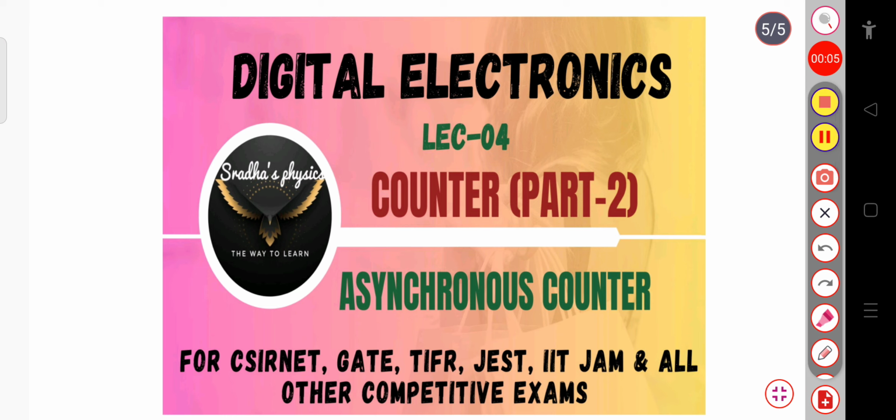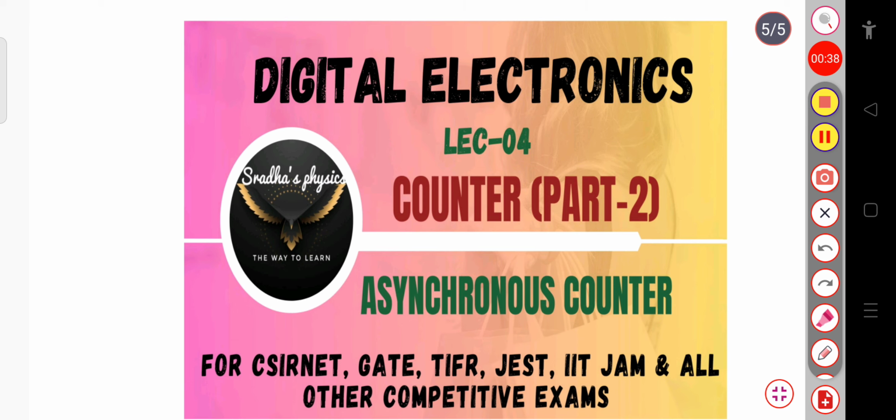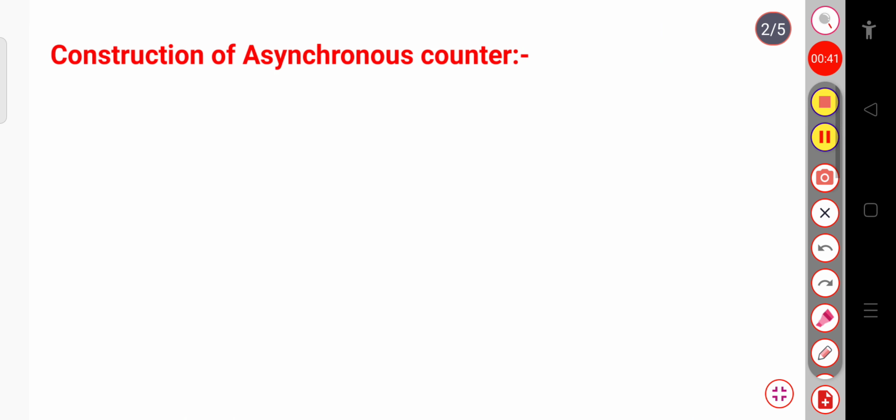Today we will discuss the second part of the counter, that is, we will see the construction of the asynchronous counter. In the previous classes, that is, in part 1 of the counter, we have already discussed what is positive edge triggering, what is negative edge triggering, and the basic function of the up counter and down counter, and when it will be called an asynchronous up counter, that is, asynchronous positive edge up counter or positive edge down counter, and also we have discussed the asynchronous negative edge up counter and asynchronous negative edge down counter. Okay, now let us see the construction of the asynchronous counter.